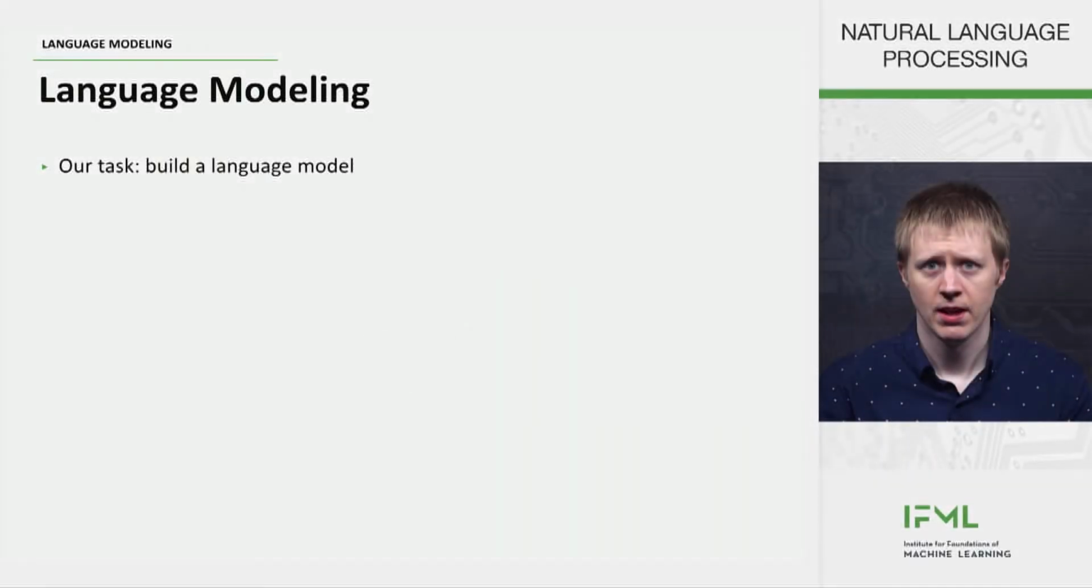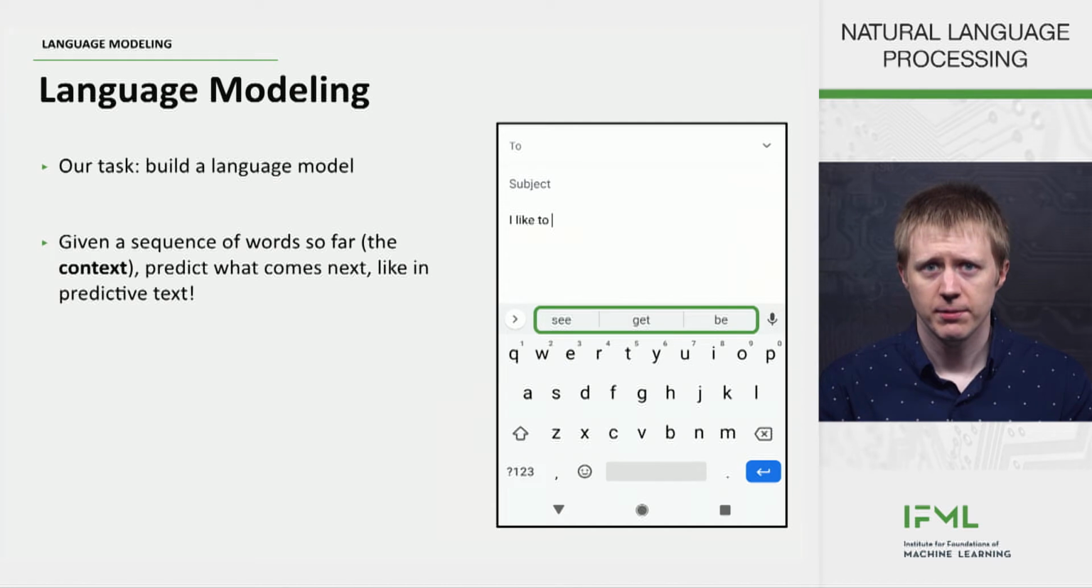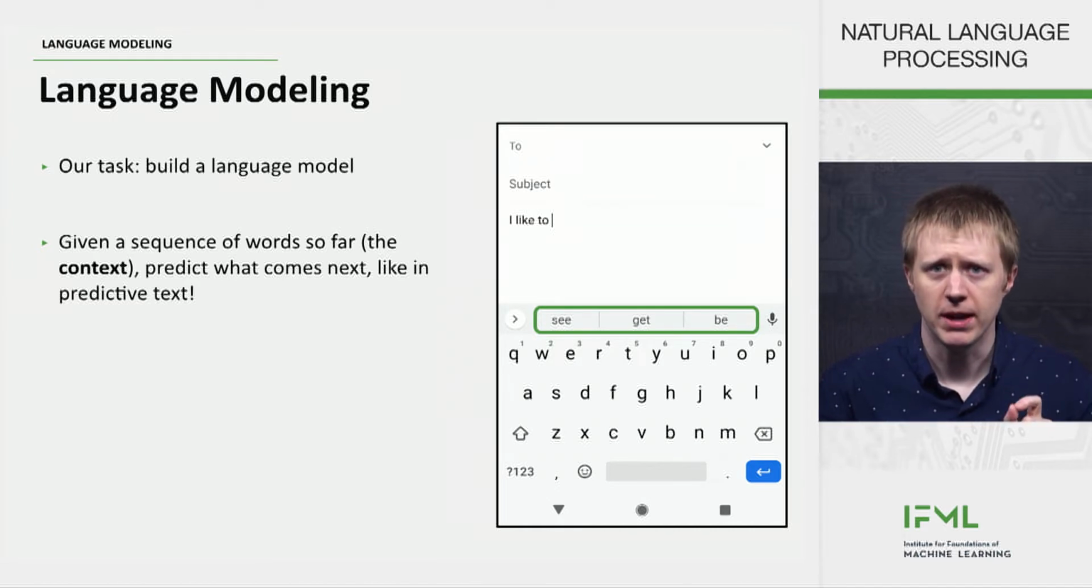In this segment, we're going to talk about language modeling. What is language modeling? The basic idea is that we want to take a sequence of words so far that we're going to call the context. This is a word that I'm going to keep using to refer to this. So in this case, I've started typing out an email on my phone, and the context is "I like to." And we want to predict what word might come next.